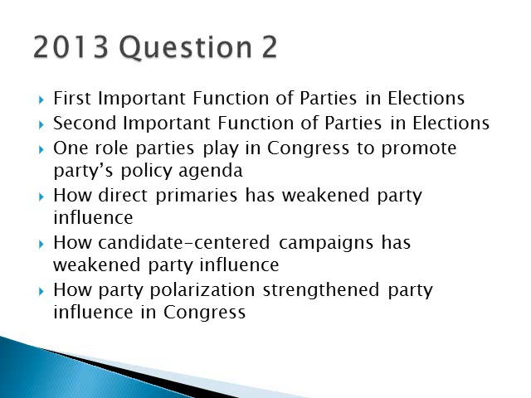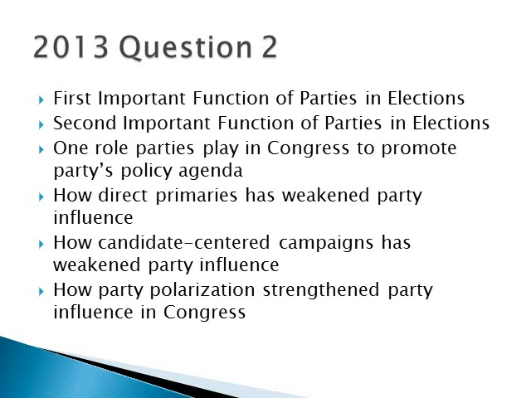So, let's break it down. These are the 6 points. This is my breakdown of what they want you to do. You have to give the first important function of parties in elections and the second important function of parties in elections, as far as the ones you can think of. You have to give 2 important functions. And that's how you break that down. You get a point for the first one you bring up. You get a point for the second one you bring up. Then you get a point for the 1 role parties play in Congress to promote the party's policy agenda that you decide to cover. There are multiple answers to these things.